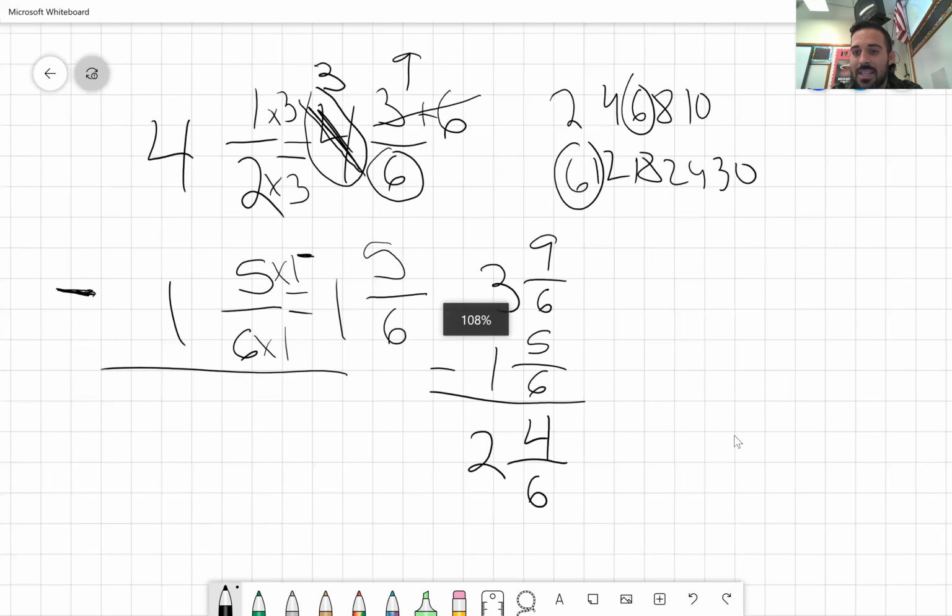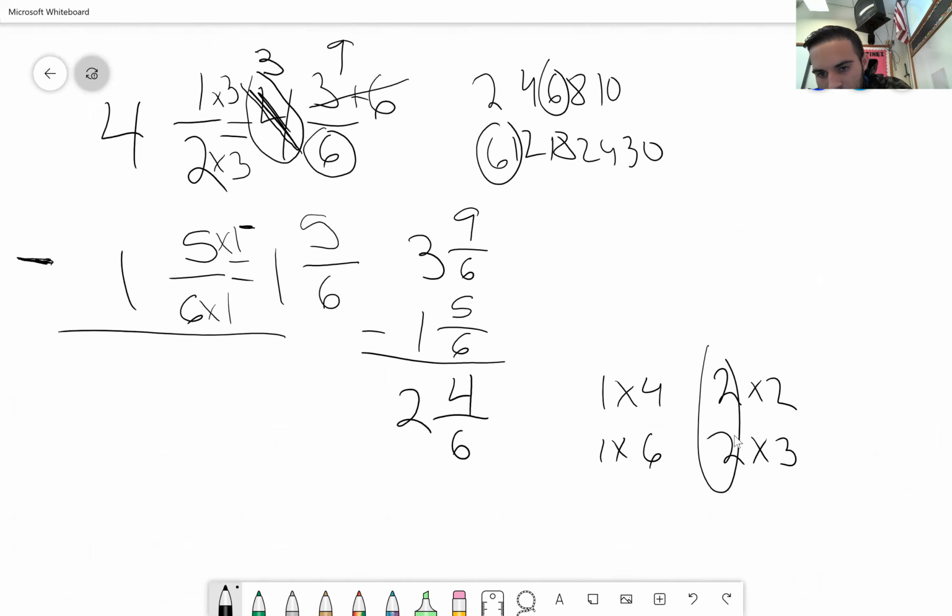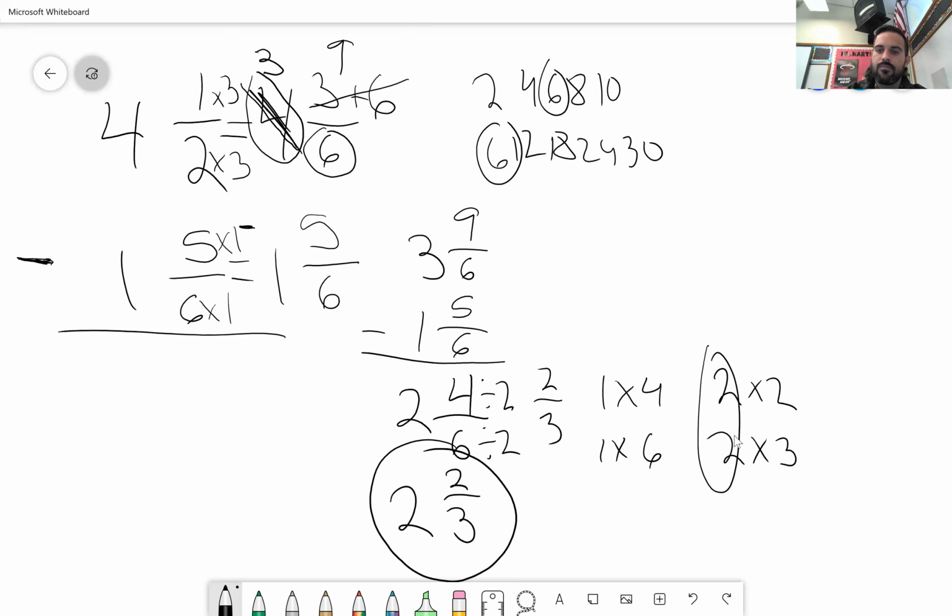Before I finalize my answer, let me check to simplify. Let's find the factors of 4 and 6. So we have 1 times 4 and 2 times 2. Here I have 1 times 6 and 2 times 3. What is my greatest common factor? In this case, it would be 2. So that means I'm going to divide by 2 and divide by 2, which is going to give me 2 and 2/3. This is my final answer.